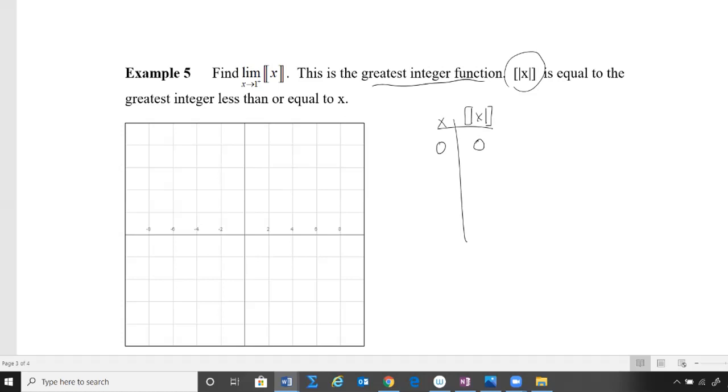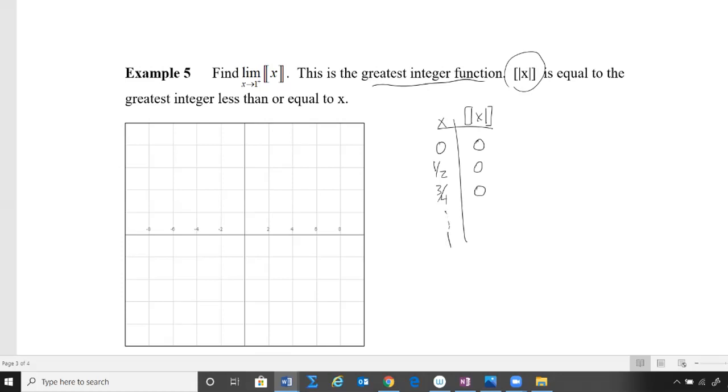Let's go to 1/2 for x. The greatest integer less than or equal to 1/2, we'd like to go to 1, but we can't because that's bigger than 1/2, so it would also be 0. Likewise at 3/4, the greatest integer less than or equal to 3/4 has to be 0. That happens all the way until you get to 1.